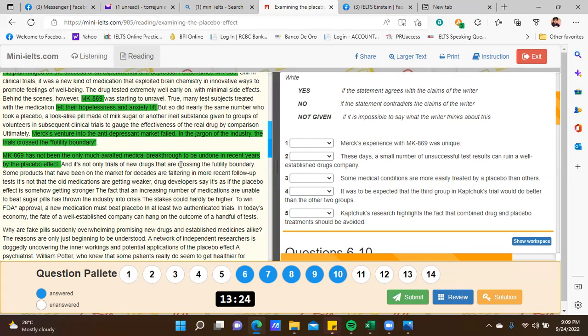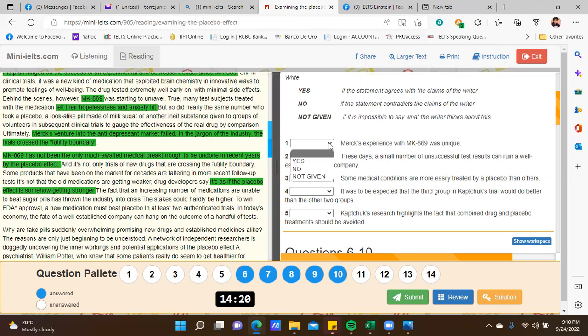And it's not only trials of new drugs that are crossing the futility boundary. What a nice term. Some products that have been in the market for decades are faltering in more recent follow-up tests. It's not that the old medications are getting weaker. Drug developers say it's as if the placebo effect is somehow getting stronger. Oh my God. I see. The fact that an increasing number of medications are unable to beat sugar pills has thrown the industry into crisis. Very nice. The stakes could hardly be higher. To win FDA approval, a new medication must beat placebo in at least 2 authenticated trials. In today's economy, the fate of a well-established company can hang on the outcome of a handful of tests. Can you imagine researching for years, then you test it and it fails? Ouch. No wonder medicine is expensive, guys.